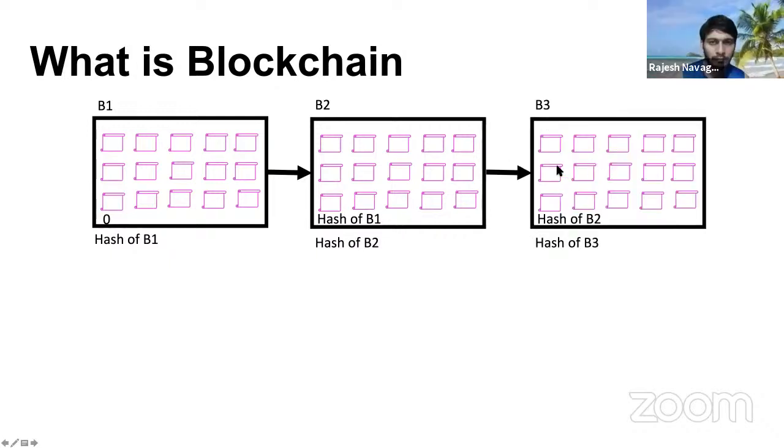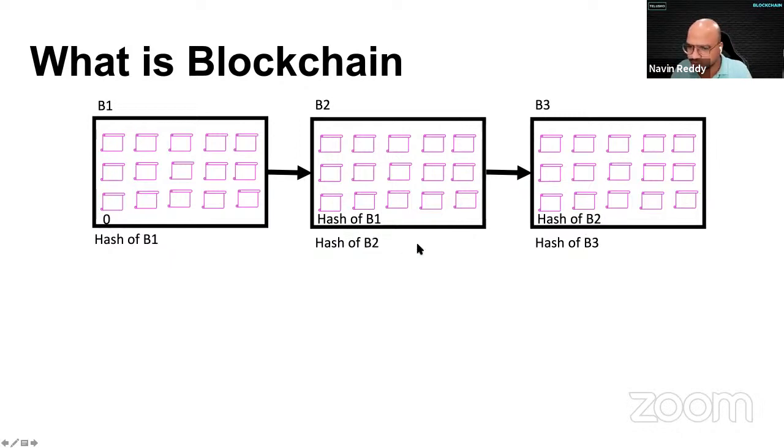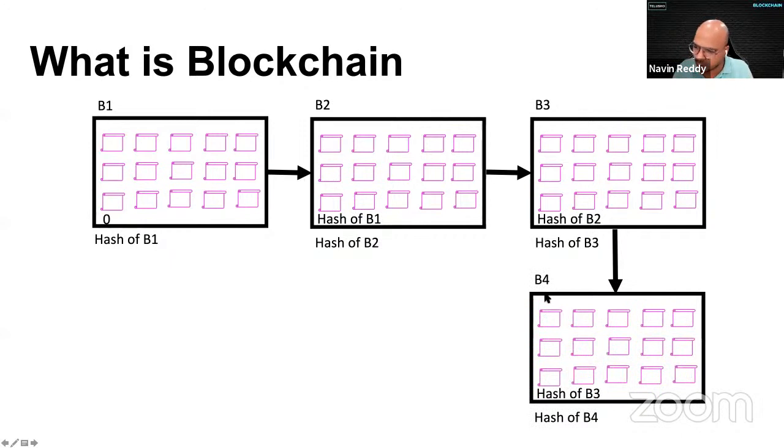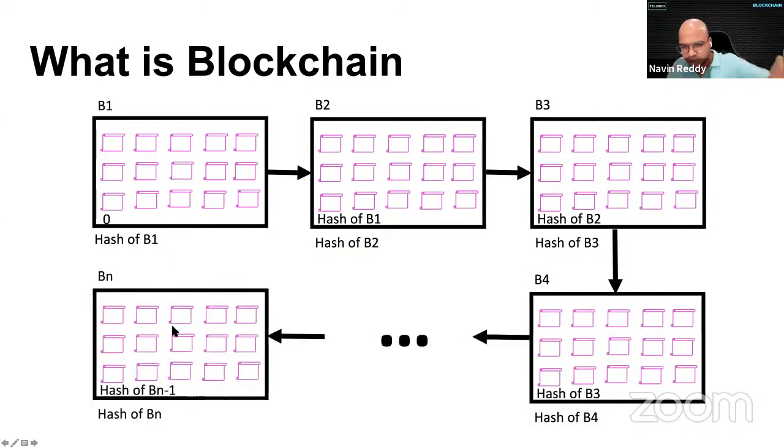You got B3. We have more transactions here. And then this is the hash of B2, which is stored here. And we got the hash of B3. The list goes on. We got more blocks, so many blocks, maybe thousands of blocks. And we are storing the block. We are storing the hash.